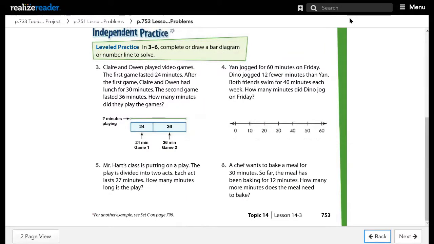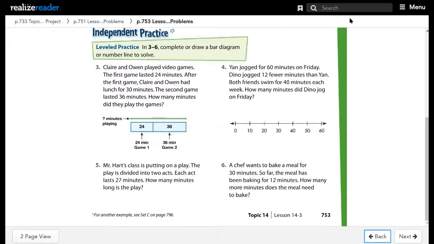Moving to question number 3. Clary and Owen played video games. The first game lasted 24 minutes. After the first game, Clary and Owen had lunch for 30 minutes. The second game lasted 36 minutes. How many minutes did they play the game?